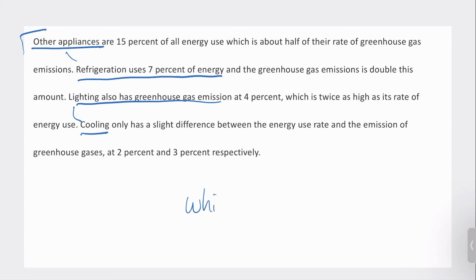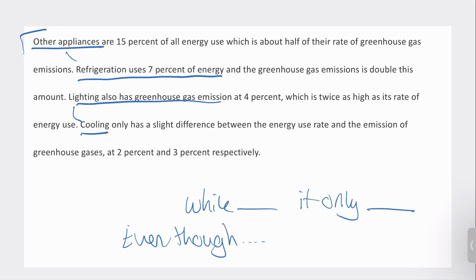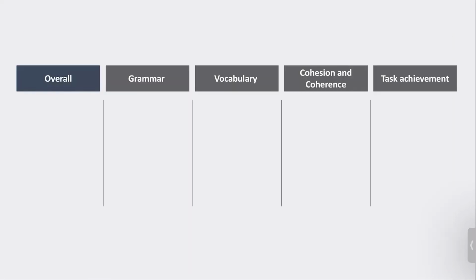Okay, while heating emits the largest amount of greenhouse gas, it only uses the third most amount of energy, and then give me the supporting detail. Okay, even though... like this, in contrast... So you want to be using all your comparison words. So task 1 wants to see you comparing between things. So you need to kind of show that ability and show that skill to get the full points.